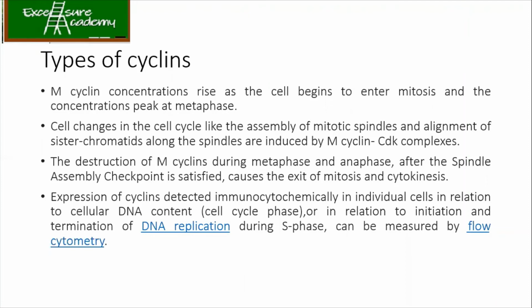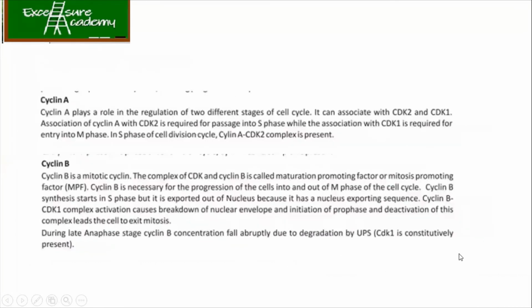So when all this is done, then the destruction of M cyclin will start. Expression of cyclins is what we understand with the help of immunocytochemistry, that is, with the help of antibodies, to know at which stage this particular cell is present. So you can study all that by immunocytochemistry or with the help of FACS flow cytometry.